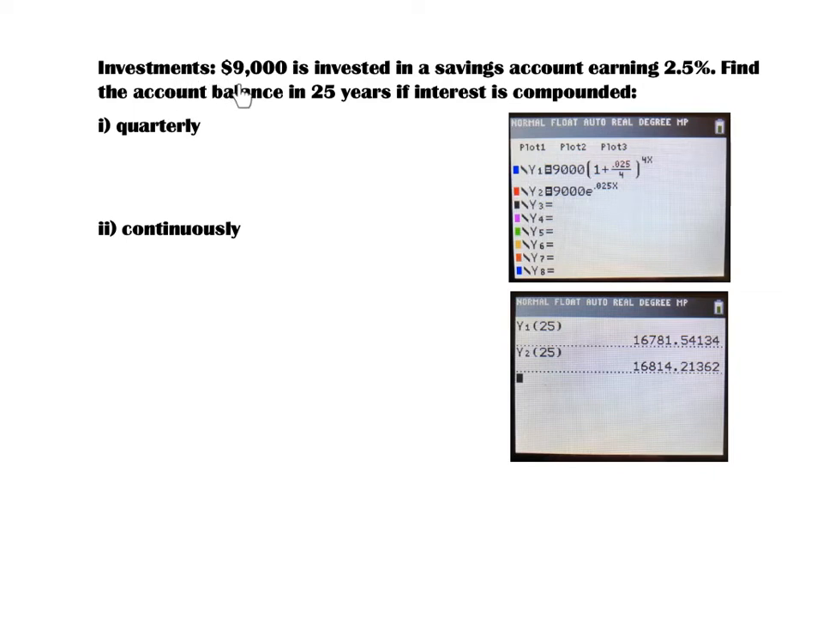Okay, this slide I'm going to do a little bit more talking than I am writing, but let's talk about investments. So let's say we have $9,000, and it's invested in a savings account earning 2.5%. Find the account balance in 25 years if interest is compounded quarterly. Quarterly represents N equals 4. Or continuously. Continuously means we are no longer going to be using the formula 1 plus R over N to the NT power. So with quarterly, I'm going to use this formula.